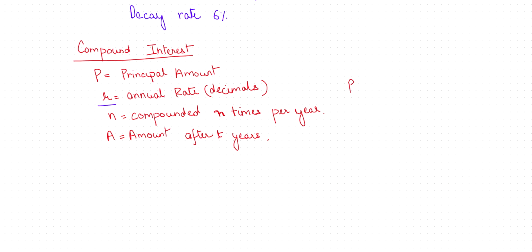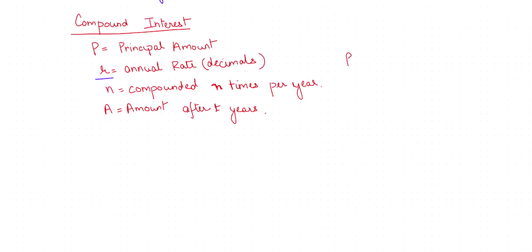So we put the principal amount in a bank at a rate of R, and it is compounded n times per year. A will be the amount we get after t years. For this, the formula given is A equals P times (1 plus R by N) to the power N T. We'll do the related problems and then it'll be more clear.